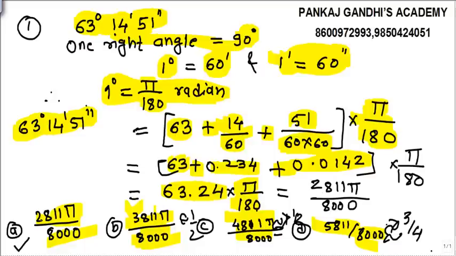So the answer will obviously be A, 2811 pi upon 8000, because this one is half, so it cannot be the answer, and these others cannot be the answer either. So the answer is A, 2811 pi upon 8000, because it's near 1/3 value. Instead of calculating 63.24 divided by 180, the easier method is to assume 63.24 is about 60 and 180 stays, so 1/3. So this is the answer, 2811 pi upon 8000.